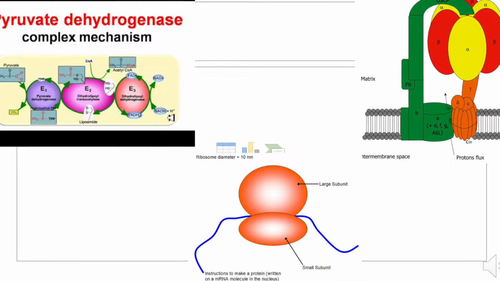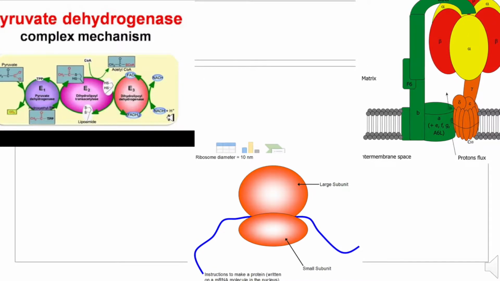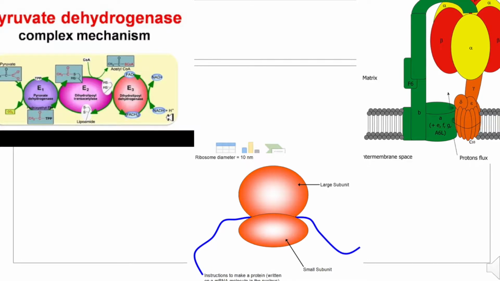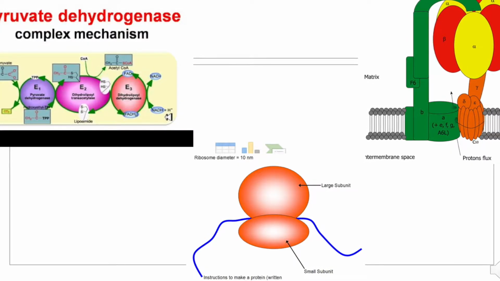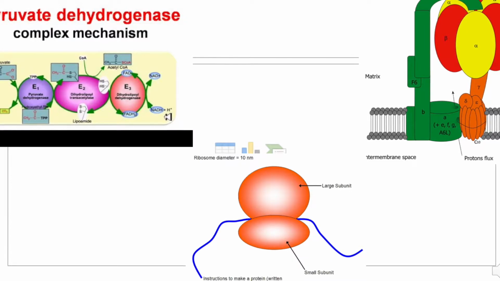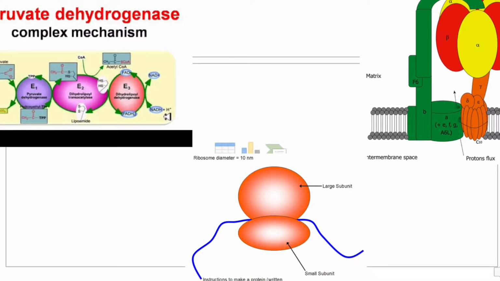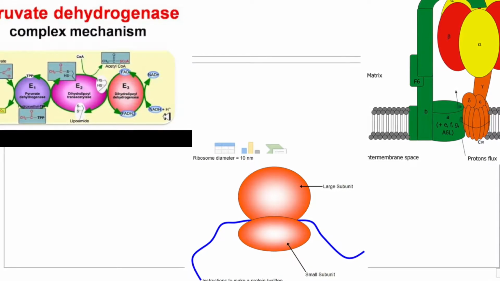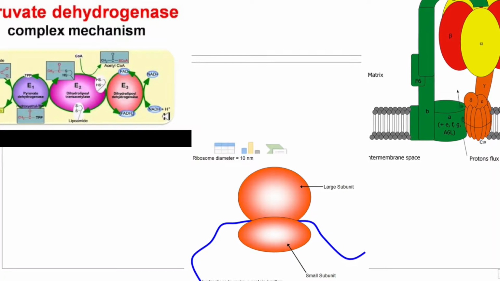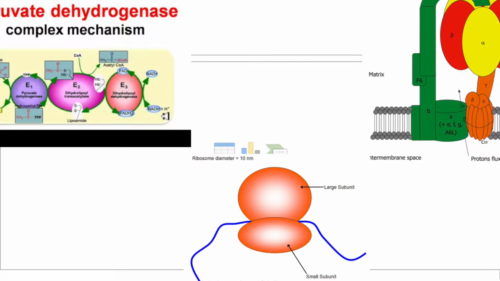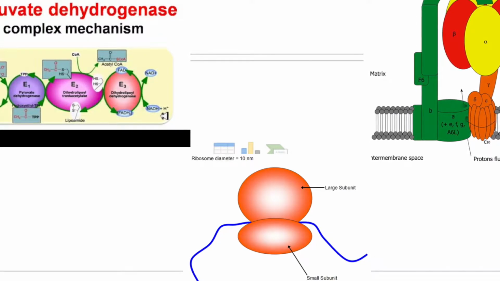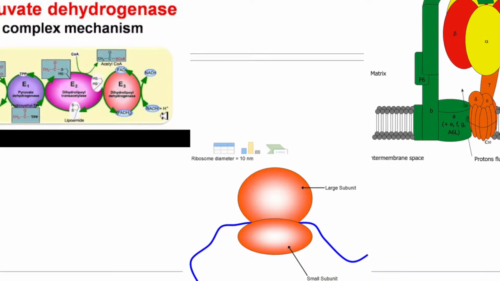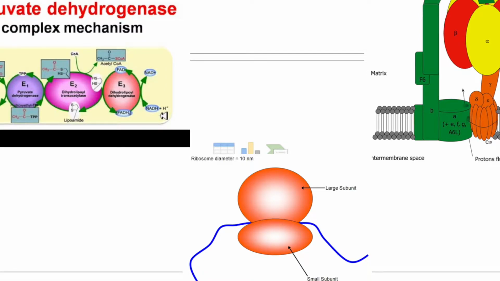Additionally, they all have subunits that make up each machine, just like normal machines are made of different tools such as screws and bolts and nails and cogs. The PDC is composed of three different parts, E1, E2, and E3. ATP synthase is composed of a stationary part, F1, and a mobile part, F0. Mitoribosomes are composed of a large subunit and a small subunit.